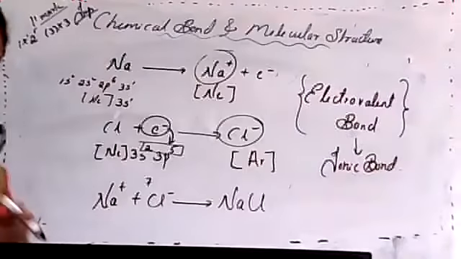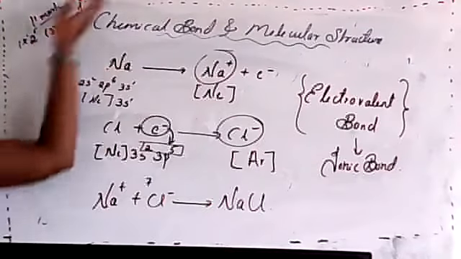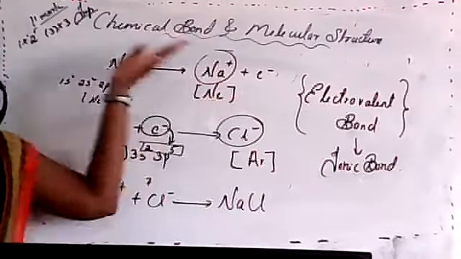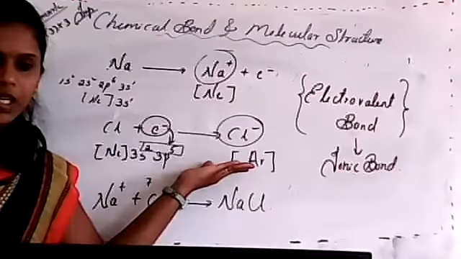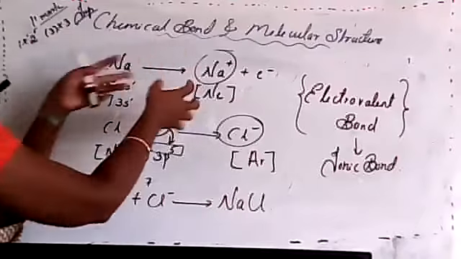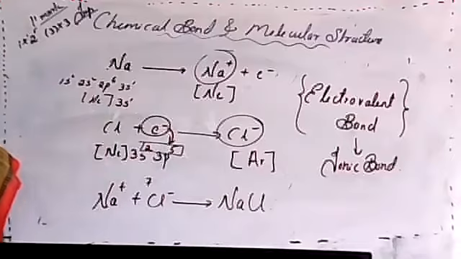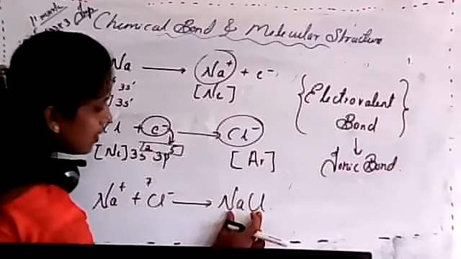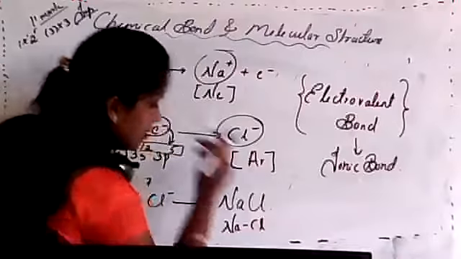Is this clear, students? So just see, to attain an octet, sodium transformed into sodium ion. And to attain stability, Cl transformed into Cl minus. So now if it is in a crystal form, then positive and negative ions have an attraction force. The bond formed as a result, we show in this manner: Na bond Cl, isn't it?